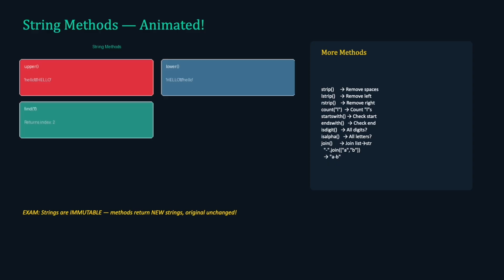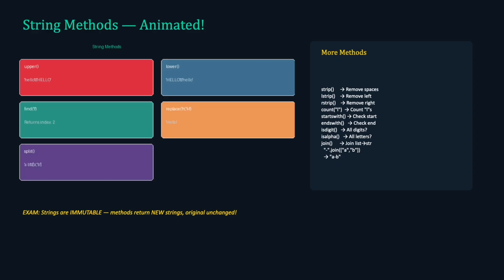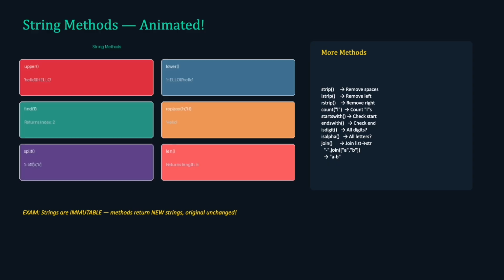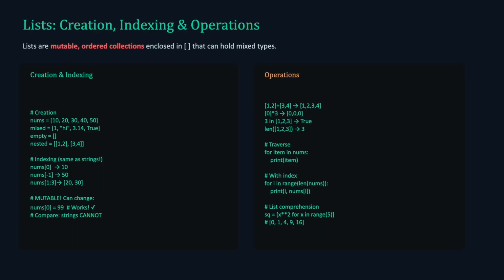Remember all these new strings because strings are immutable. Lists are mutable ordered collections enclosed in square brackets. They can hold mixed types: numbers, strings, booleans, even other lists. Indexing and slicing work exactly like strings. The huge difference: lists are mutable. You can change L[0] = 99.